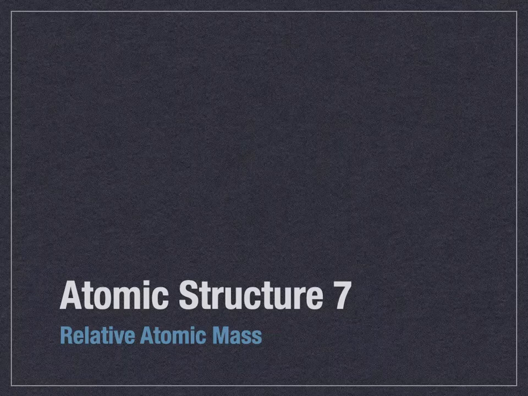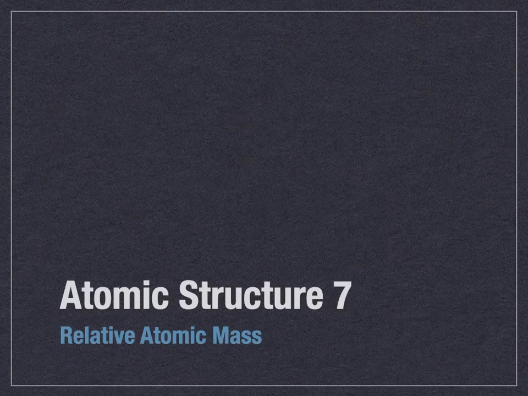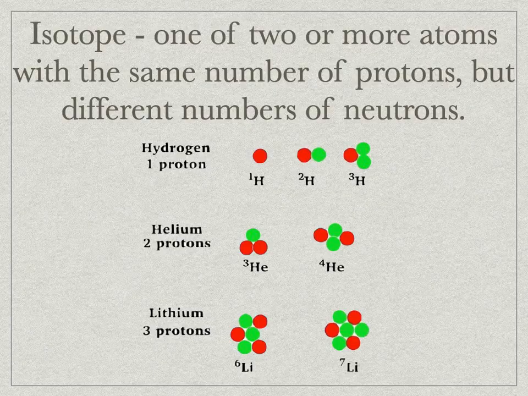As we wrap up our unit on atomic structure, we're going to talk about relative atomic mass. How do we get that average mass that's on that element notation on the periodic table? Well, one of the things we need to be aware of is that elements come in different flavors, as it were. They have different isotopes.